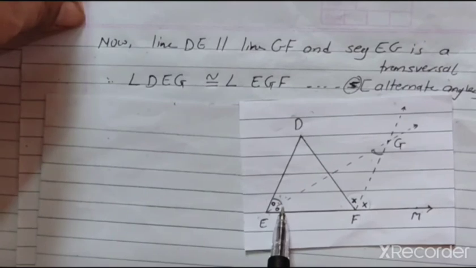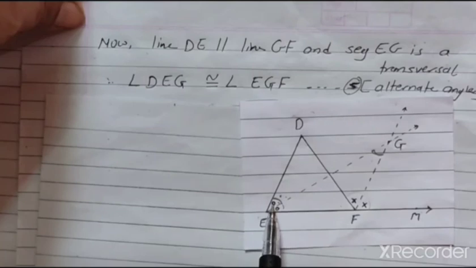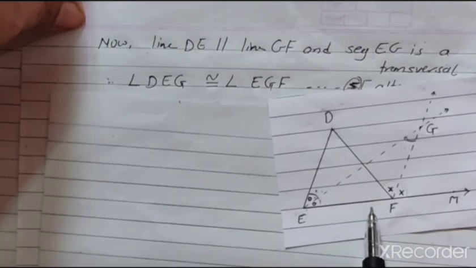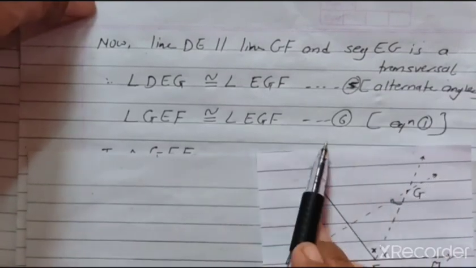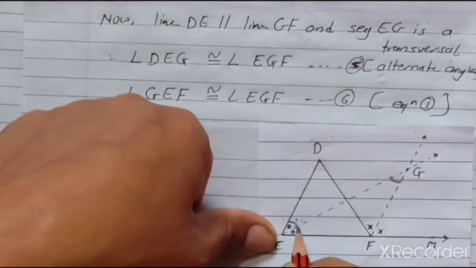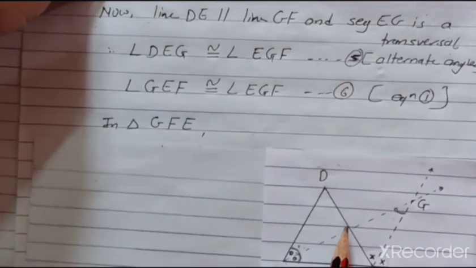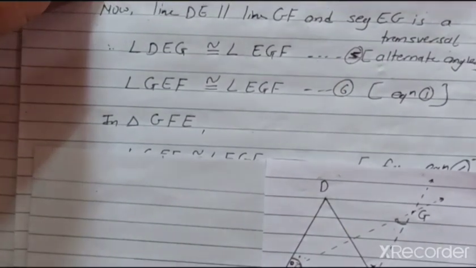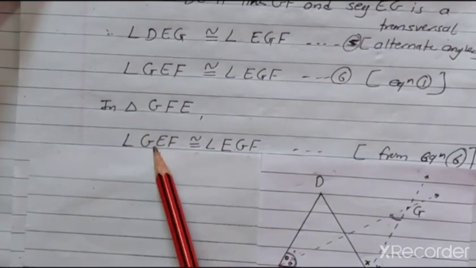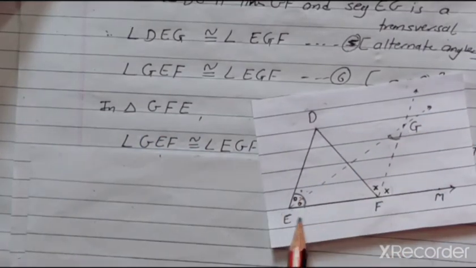But from equation number 1, you know that these two measures are also same. So instead of this angle, here I am substituting angle GEF. This is our equation number 6. So if these two angles are same, from equations 5 and 6 you can say that these two angles are also congruent. But these two angles are from this small triangle EFG.